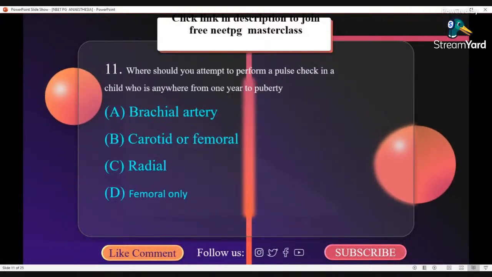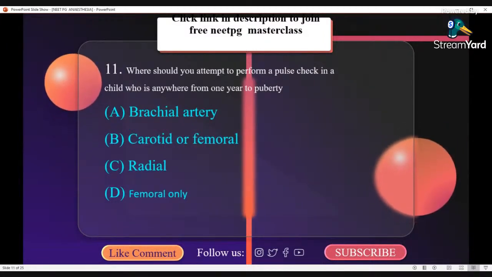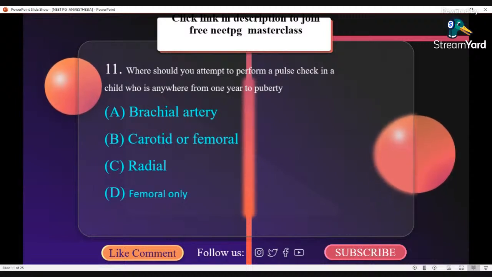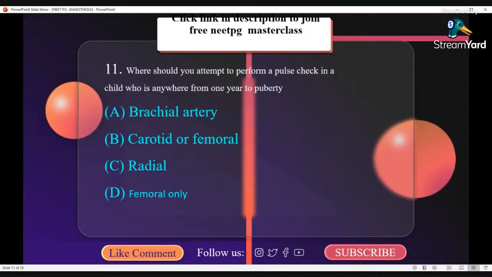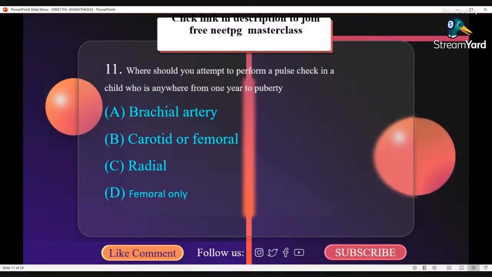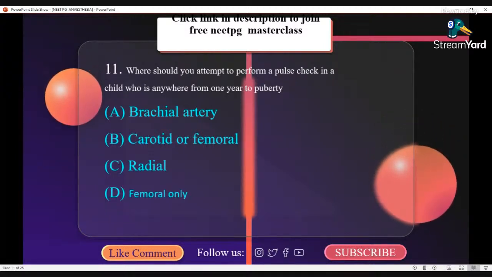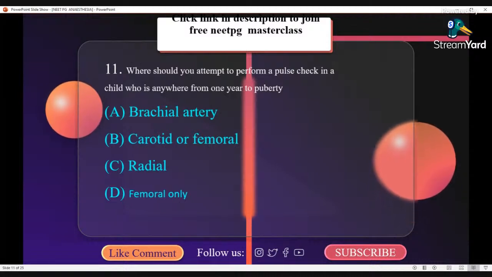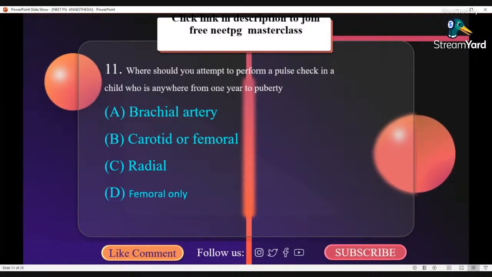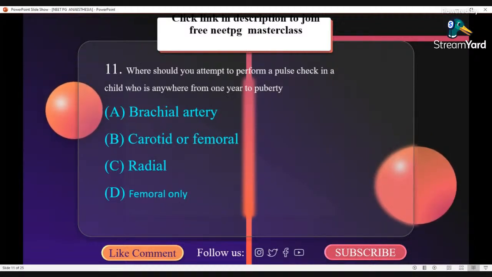Where should you attempt to perform a pulse check in a child who is anywhere from 1 year to puberty? This is a very important question, a tricky one, but a very fundamental conceptual one. Now, when do you use the brachial artery? The brachial artery is located on the upper arm and is used in infants below 1 year old.